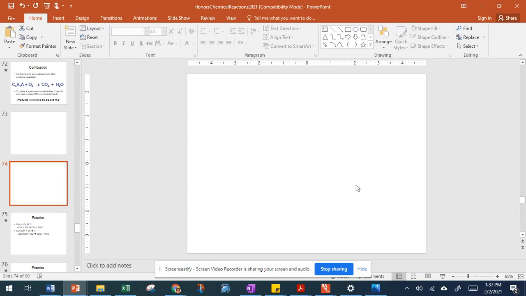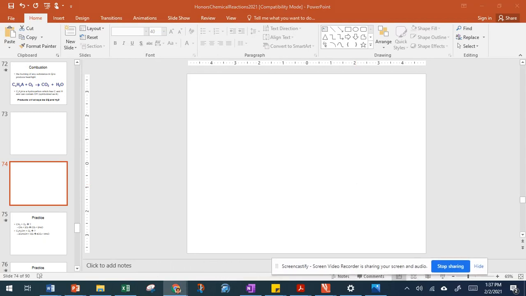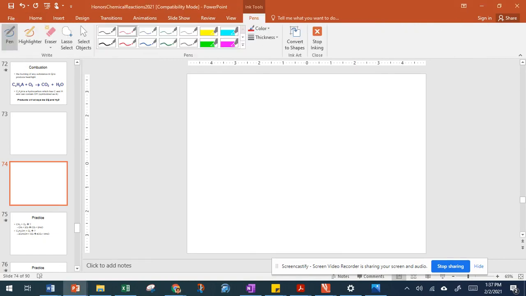Let's go over one more type of combustion reaction, and this would be combustion of a metal. This essentially would be like rusting, metal rusting. So one of these might be if you had combustion of magnesium.